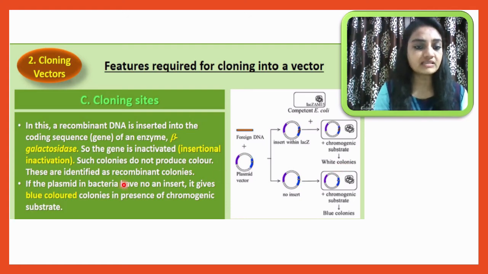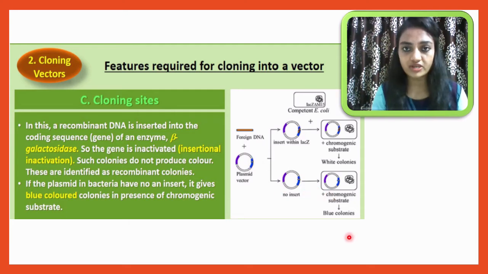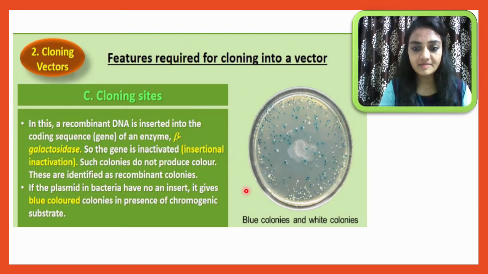In the other case, if the plasmid in the bacteria does not have any insertion, so suppose this foreign DNA is not inserted inside this vector, then it shows blue colonies. That is an indication of a non-recombinant. Here in this diagram you can see some colonies showing a whitish color, pinpoint whitish, and some are blue. The whitish colonies are an indication that these colonies have beta-galactosidase inactivation, and that's why they are recombinant. So they are selected as recombinant strains. The blue colonies will be rejected because they are not recombinant.